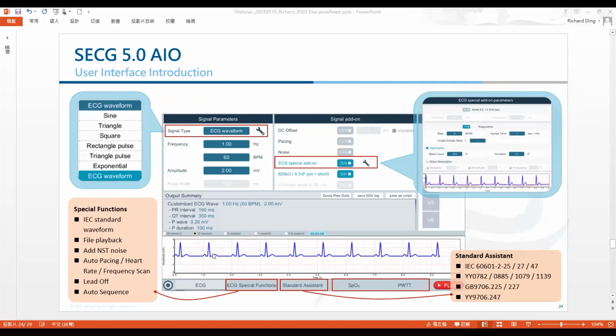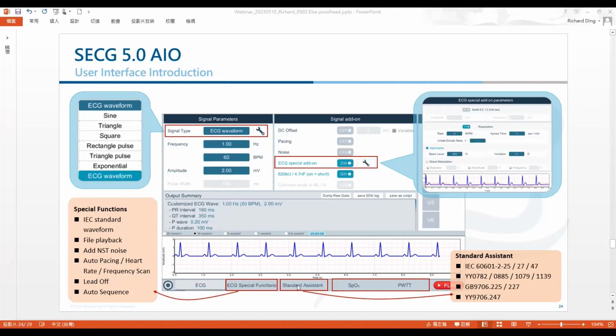The major functions in the front panel: we can generate different kinds of standard signals to do the test. We have a special add-on, the respiration rate add-on, and an ECG special function. With the special function, we can generate some ECG standard waveforms, the pre-roll data, and add some noise, such as NST noise, to our standard signal. We have auto pacing, heart rate frequency scan, and a lead-off test function with 10 megaohm, 20 megaohm, and open electrode tests.